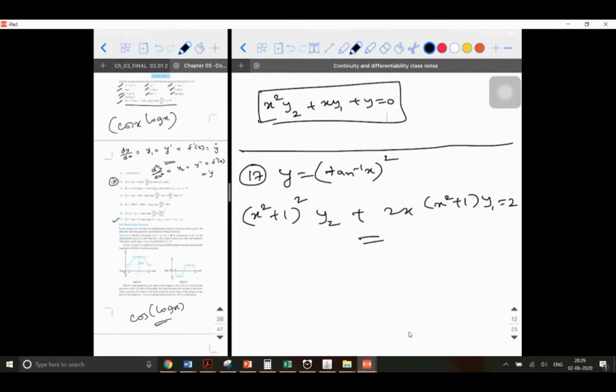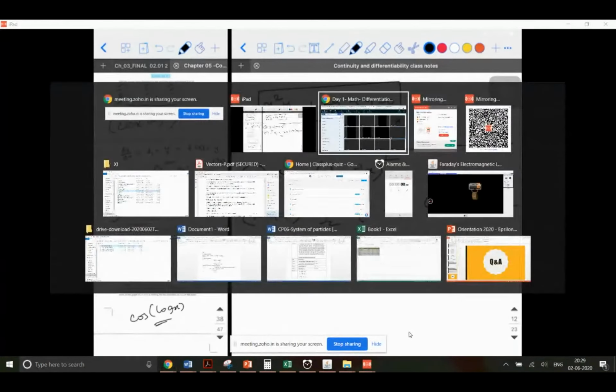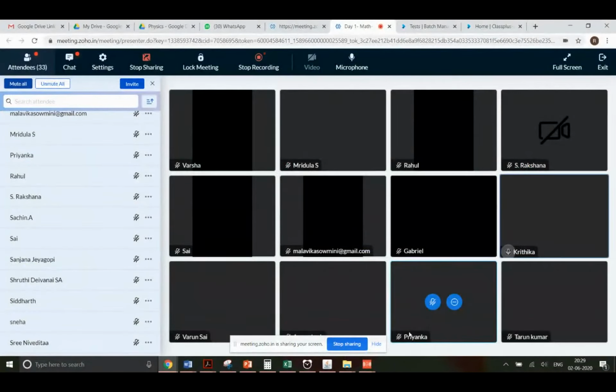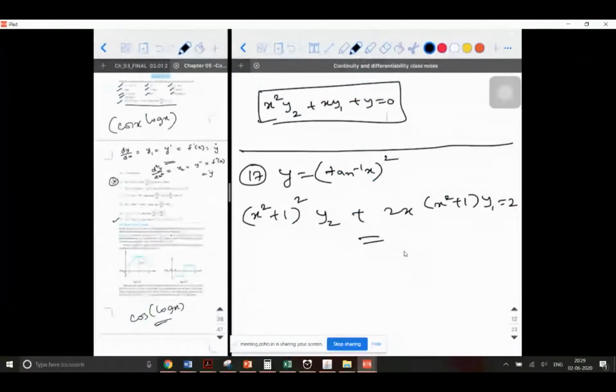Whichever method you want, your ideas just tell me, I will write. Who wants to try? So can I? Yeah, tell me. Aditi, is that you? Kritika. Kritika, tell me.